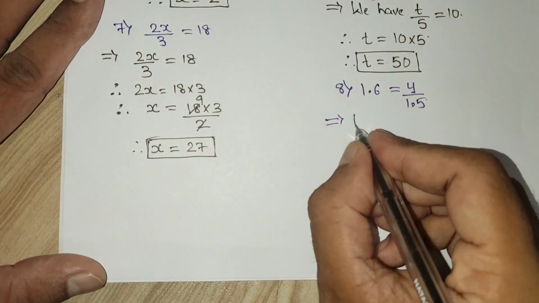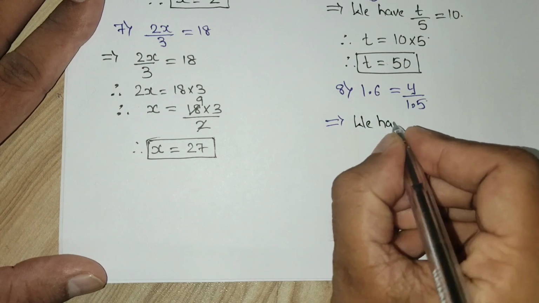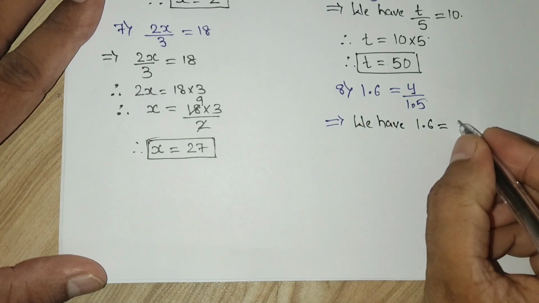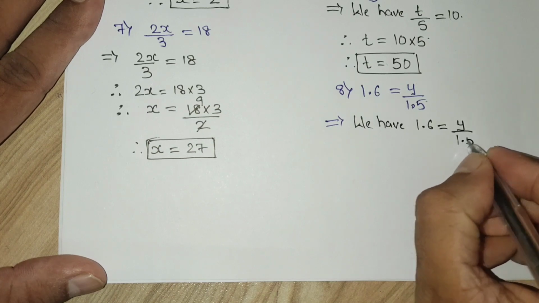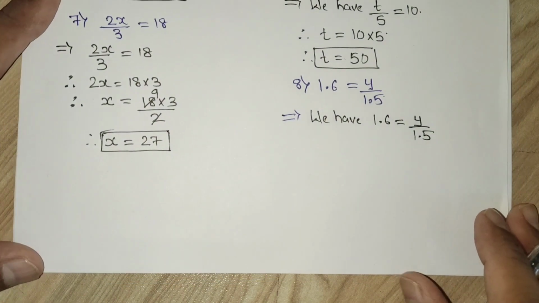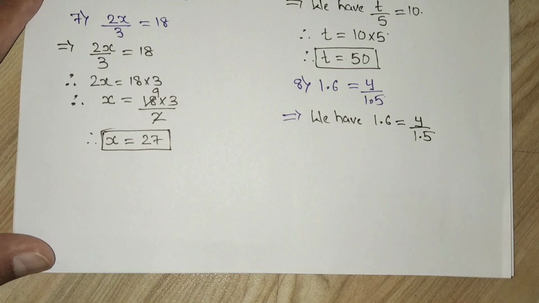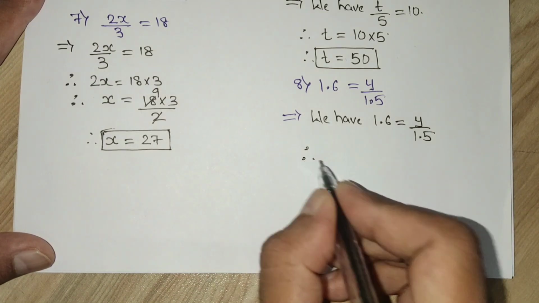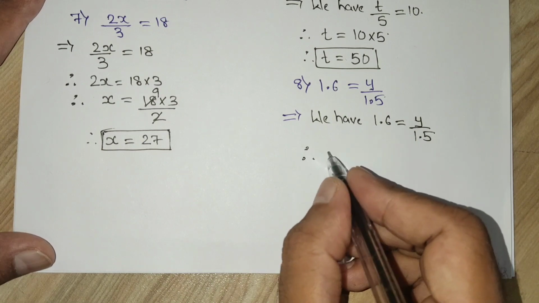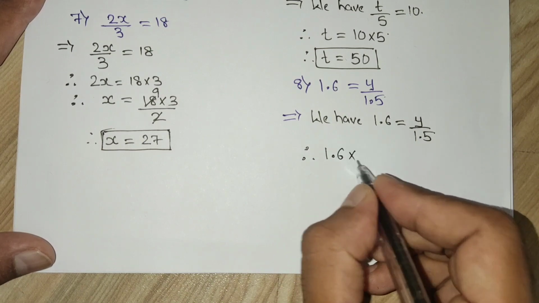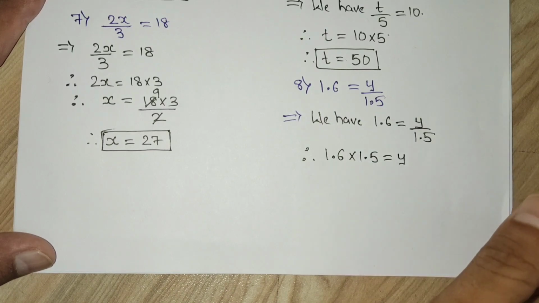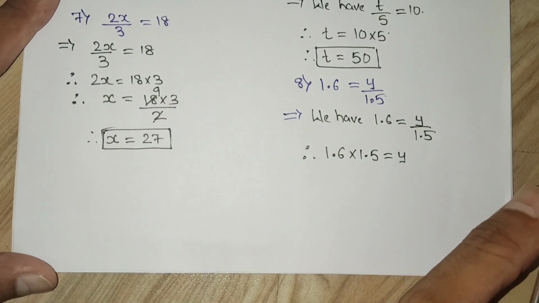We have 1.6 is equal to y divided by 1.5. You can see 1.5 is in division with y. Therefore, it will come to LHS and will multiply with 1.6. So it will become 1.6 into 1.5 is equal to y.